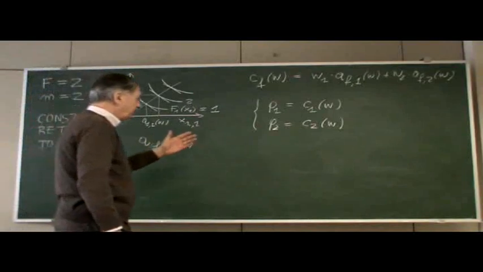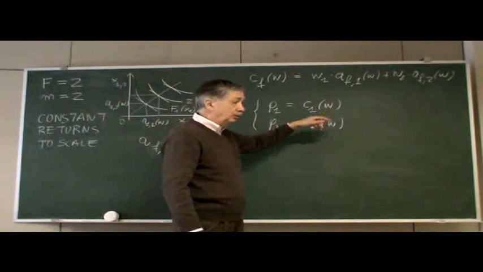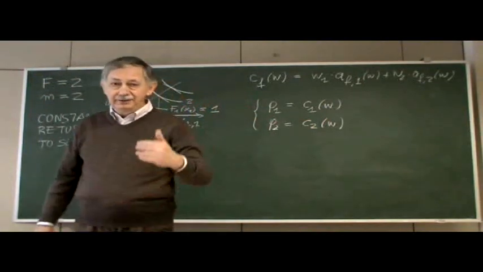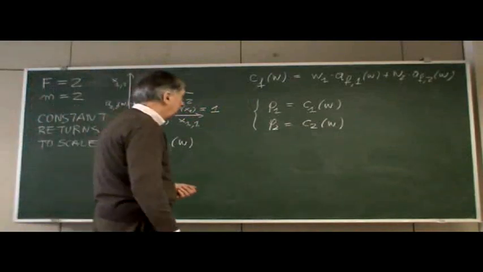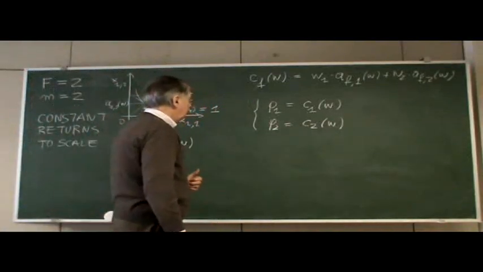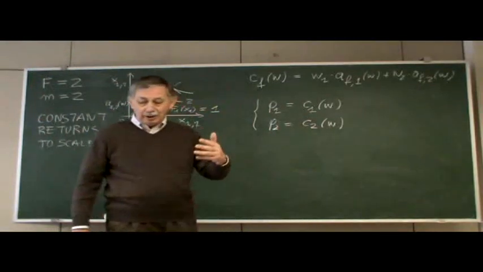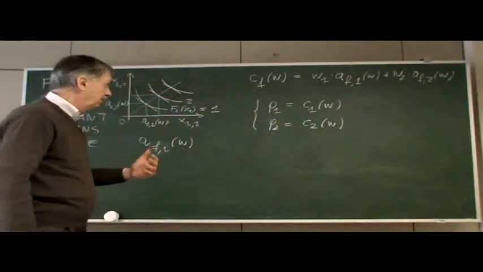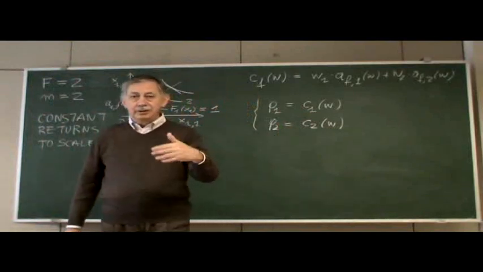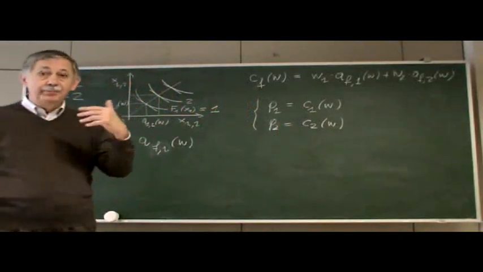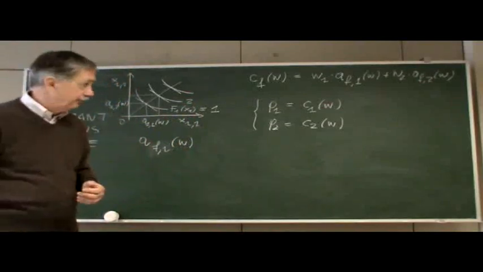In principle, this is a system of 2 equations in 2 unknowns. The unknowns are W1 and W2, the factor prices. Usually, this system has more than a solution. It's not necessarily unique the solution of this system. However, we shall introduce in a moment another property which guarantees that the solution is unique.